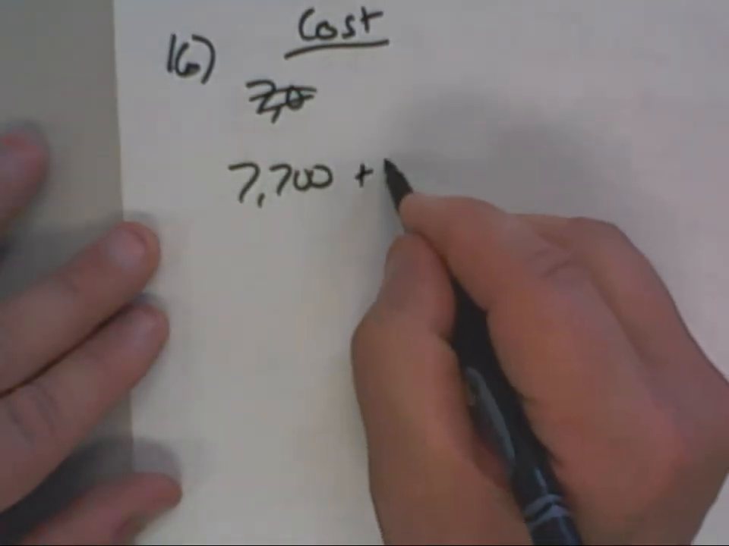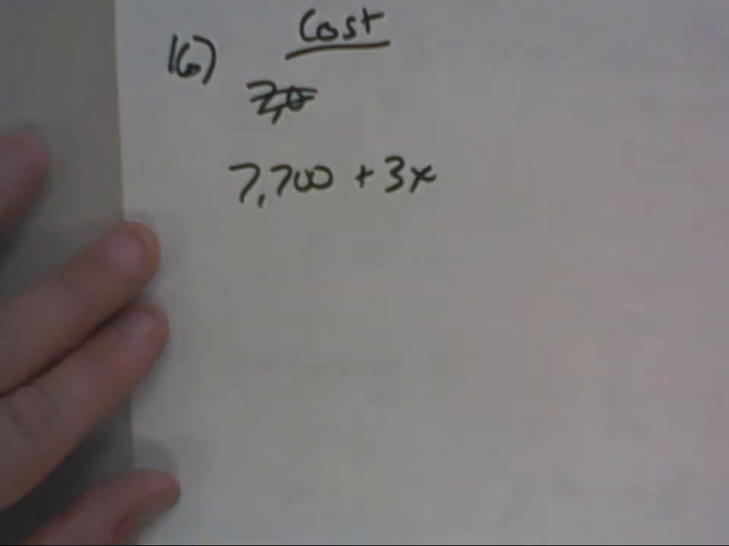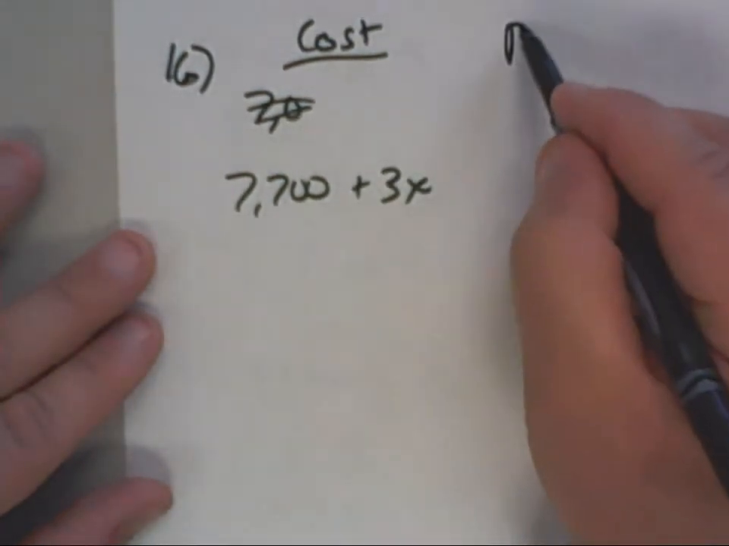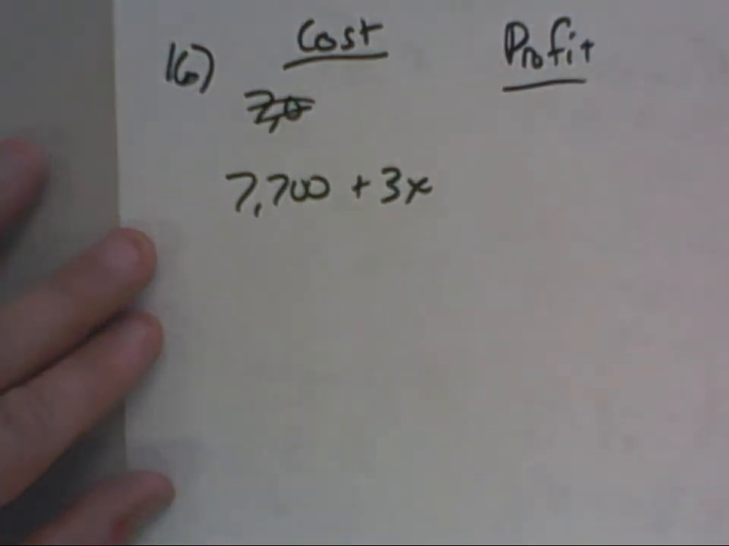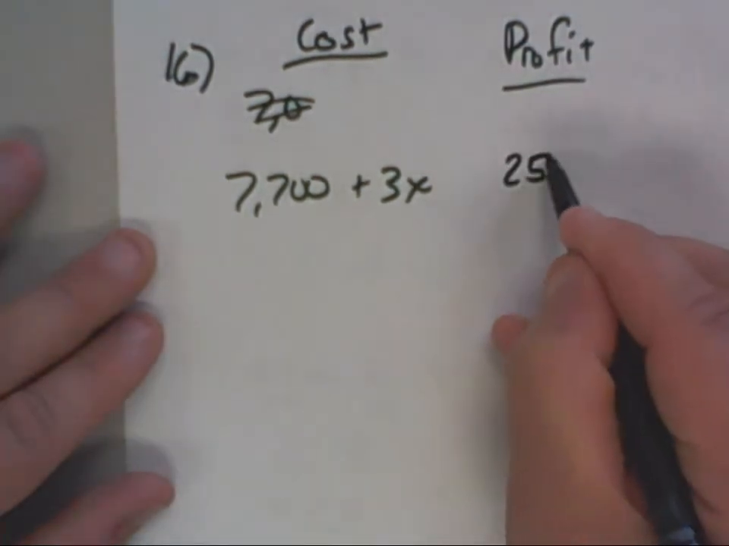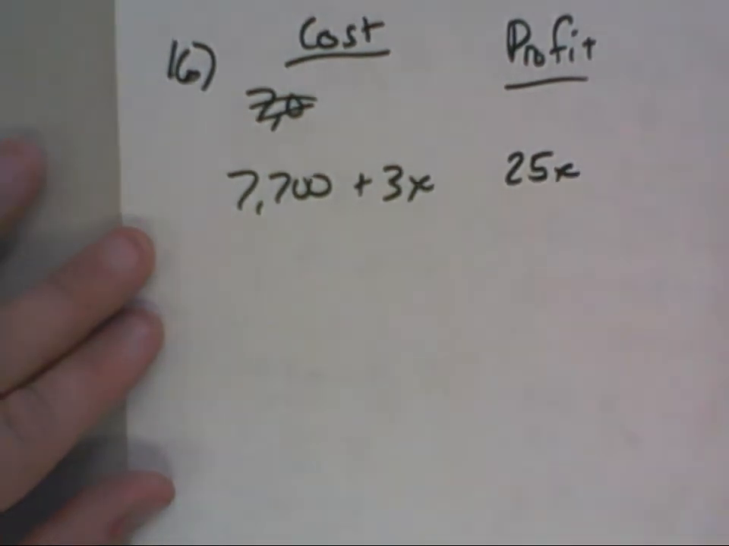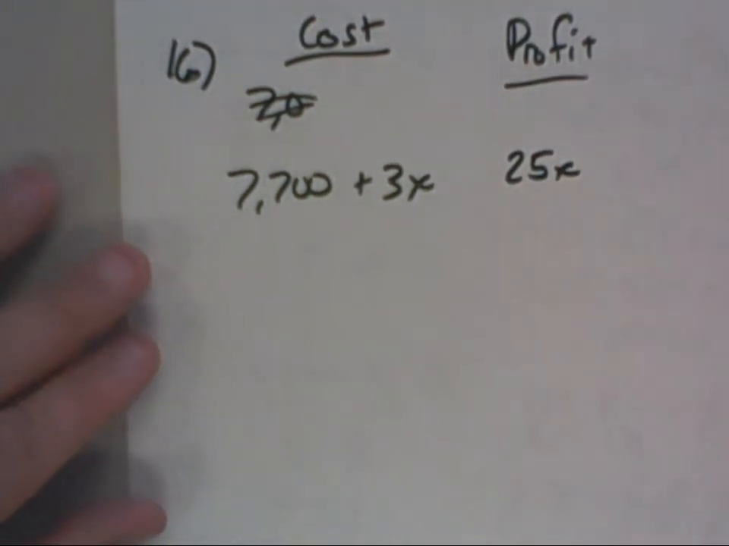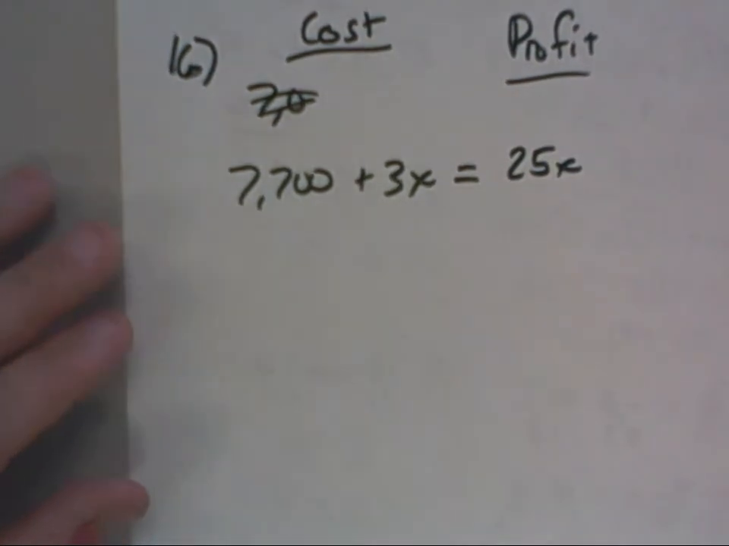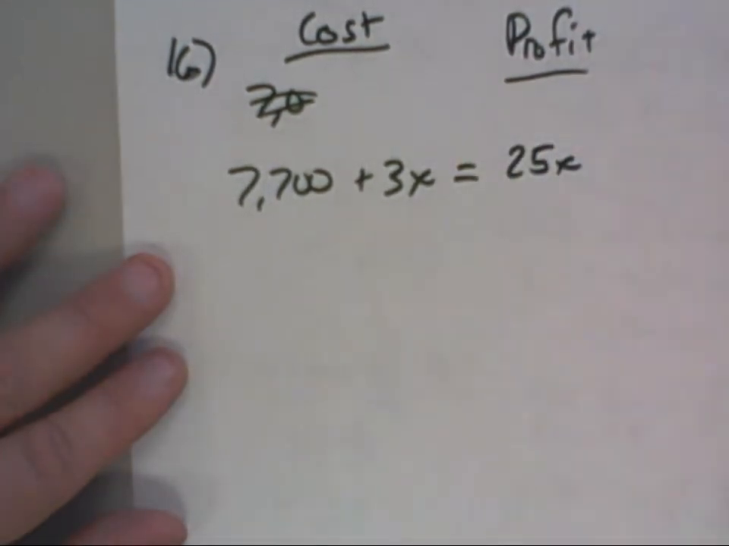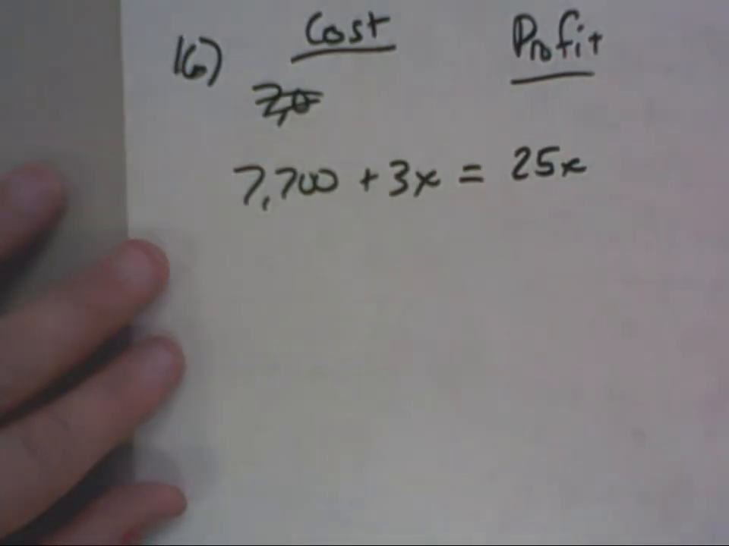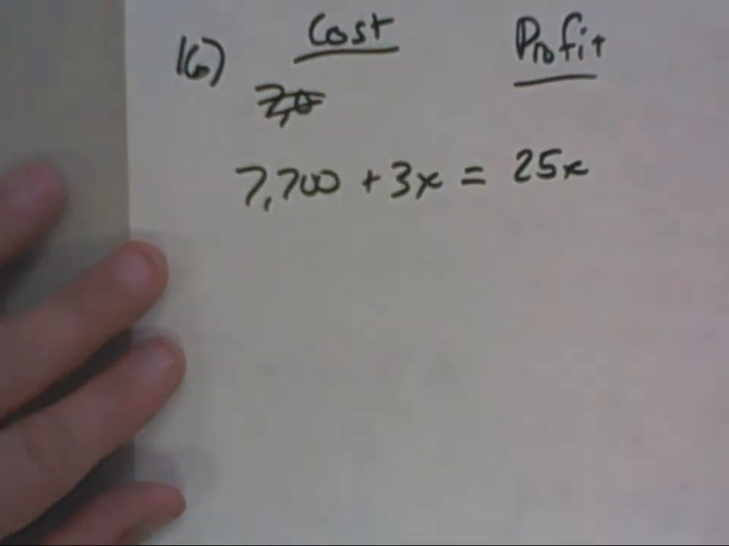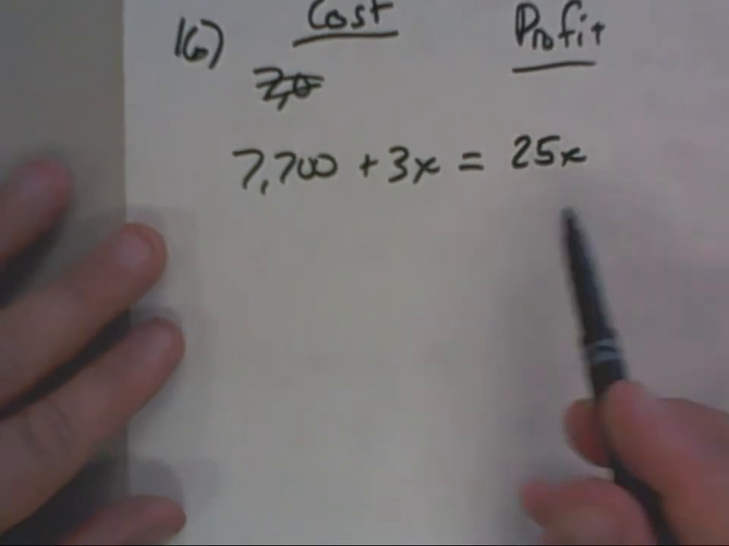So that's $3 for each haircut. This is her cost. And then she also made profit. She charged each customer $25 for each haircut. So it's 25 times X. And we want to know, when are these two things equal to each other? Because when it asks, when does it break even, that's when your cost and your profit are equal to each other. So here's how we would set this one up.